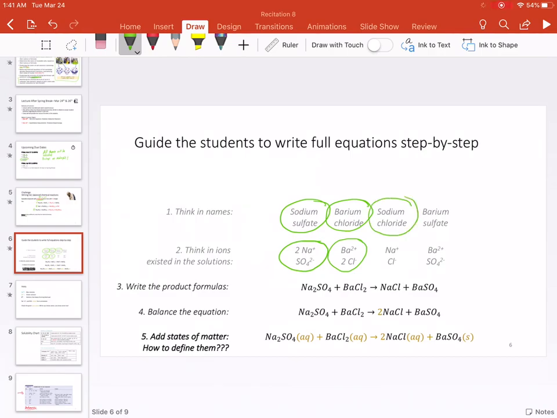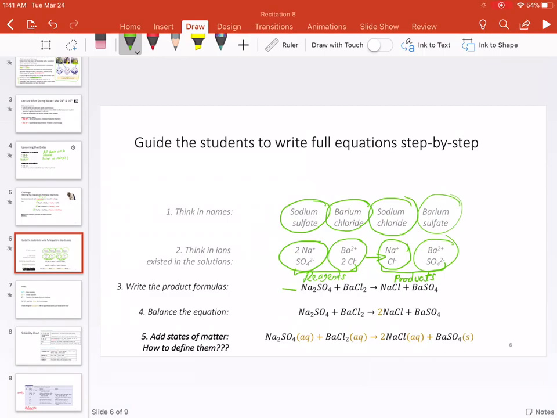Sodium chloride, actually I should put this so you guys can see that these are the reagents and these are the products. Oops, sorry for that. Okay, so keep going on. I remember that sodium and chlorine always have the same charge, and barium sulfate, barium always has a +2 charge, and sulfate always has a -2 charge.